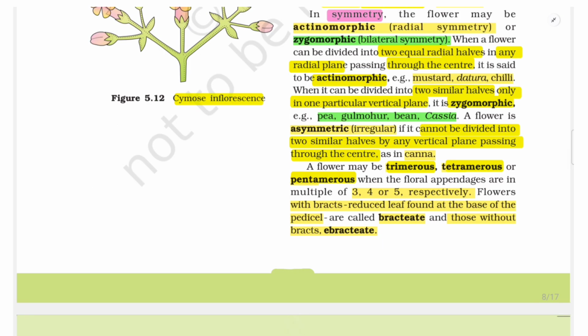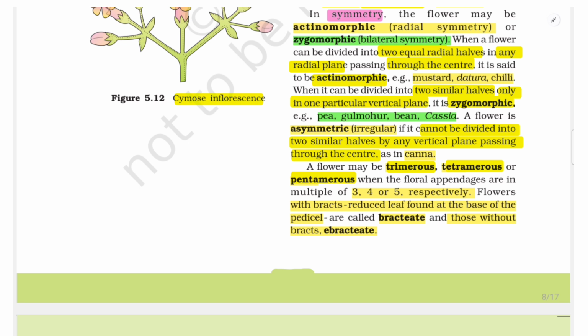In symmetry, the flower may be actinomorphic, that is radial symmetry, or zygomorphic, which is also known as bilateral symmetry. When a flower can be divided into two equal radial halves in any radial plane passing through the center, it is said to be actinomorphic. Example: mustard, datura, chili. When it can be divided into two similar halves only in one particular vertical plane, it is zygomorphic. Example: pea, gulmohar, bean, cassia. A flower is asymmetric, that is irregular, if it cannot be divided into two similar halves by any vertical plane passing through the center, as in canna.